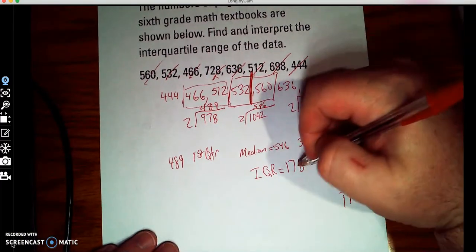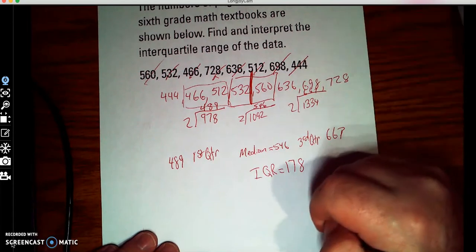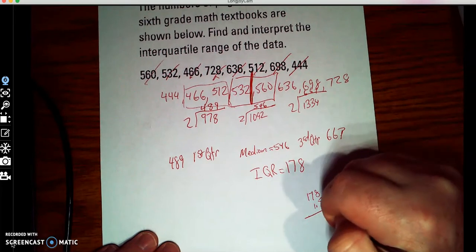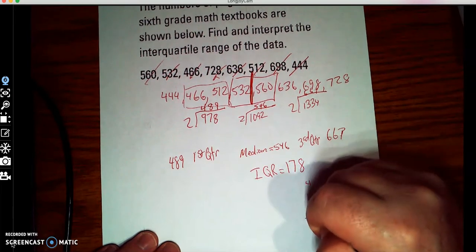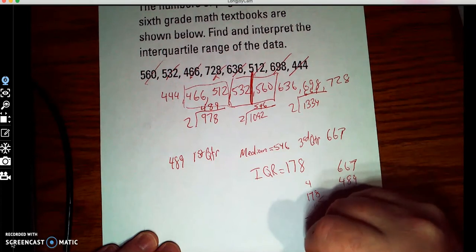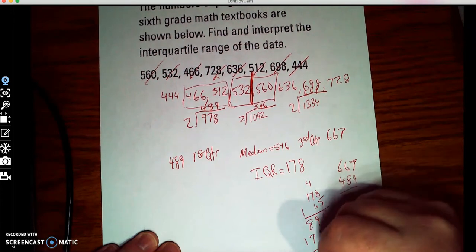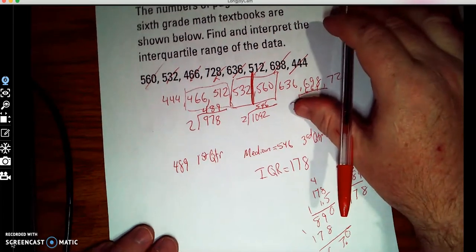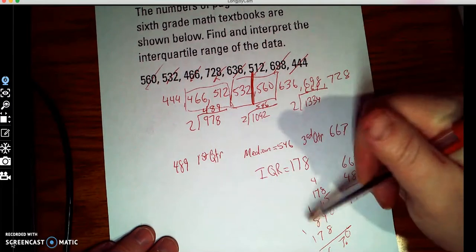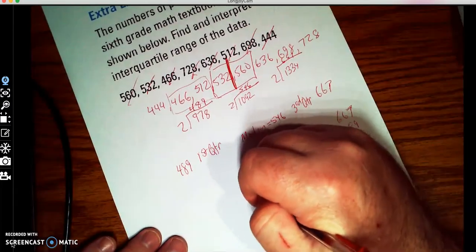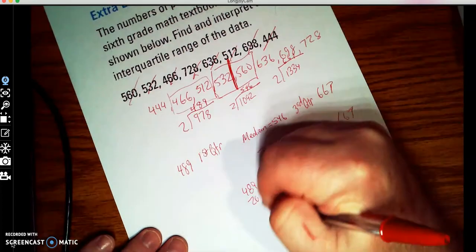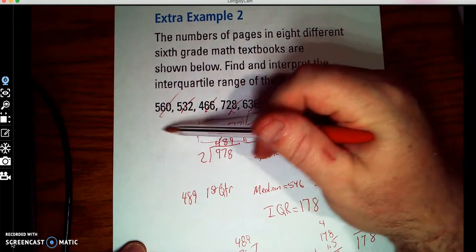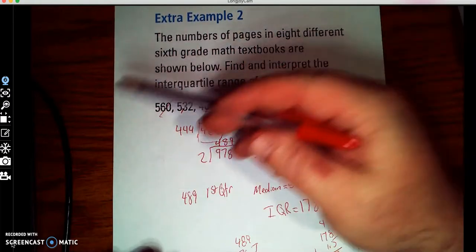Okay. We said our IQR was 178. So let's do 178 times 1.5. Looks like we're going to get 267. Okay. So we find our first quartile, and we're going to subtract 267. And we get 222. Is there any numbers below 222? No, so there's no outliers going down.